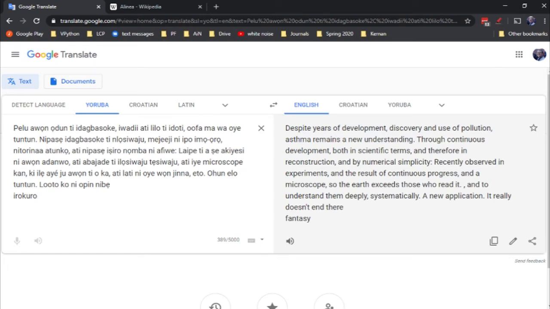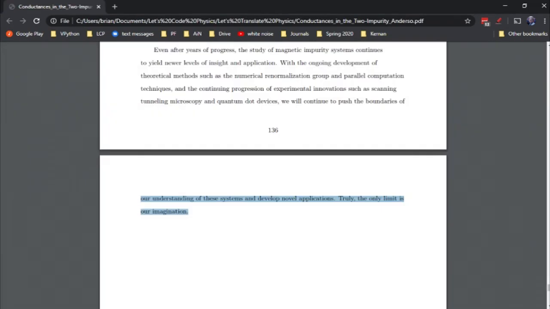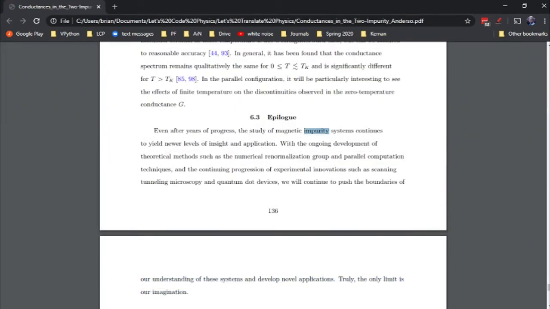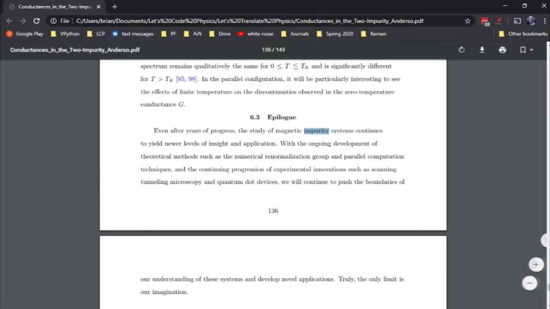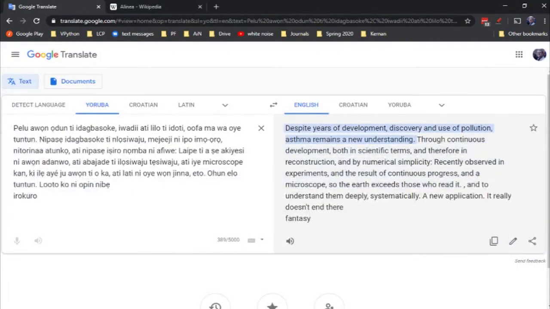Despite years of development, discovery, and use of pollution, asthma remains a new understanding. Okay, impurity. I'm guessing impurity turned to, like, dirt, turned to asthma somehow. I do have asthma, so that's appropriate.